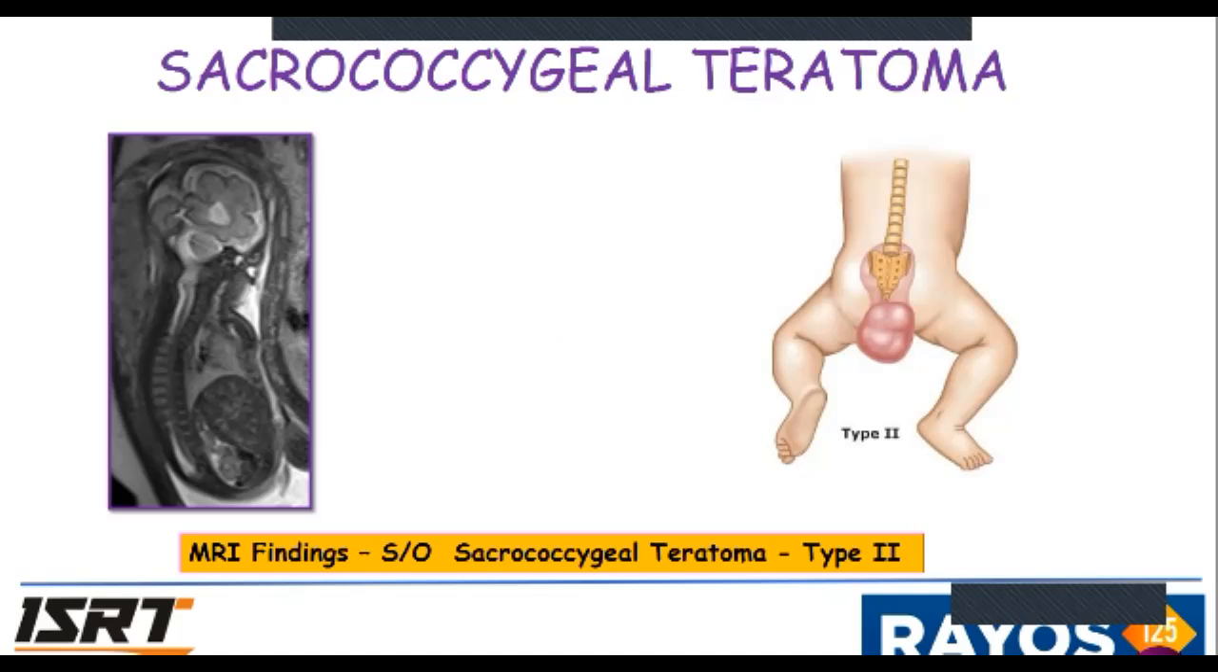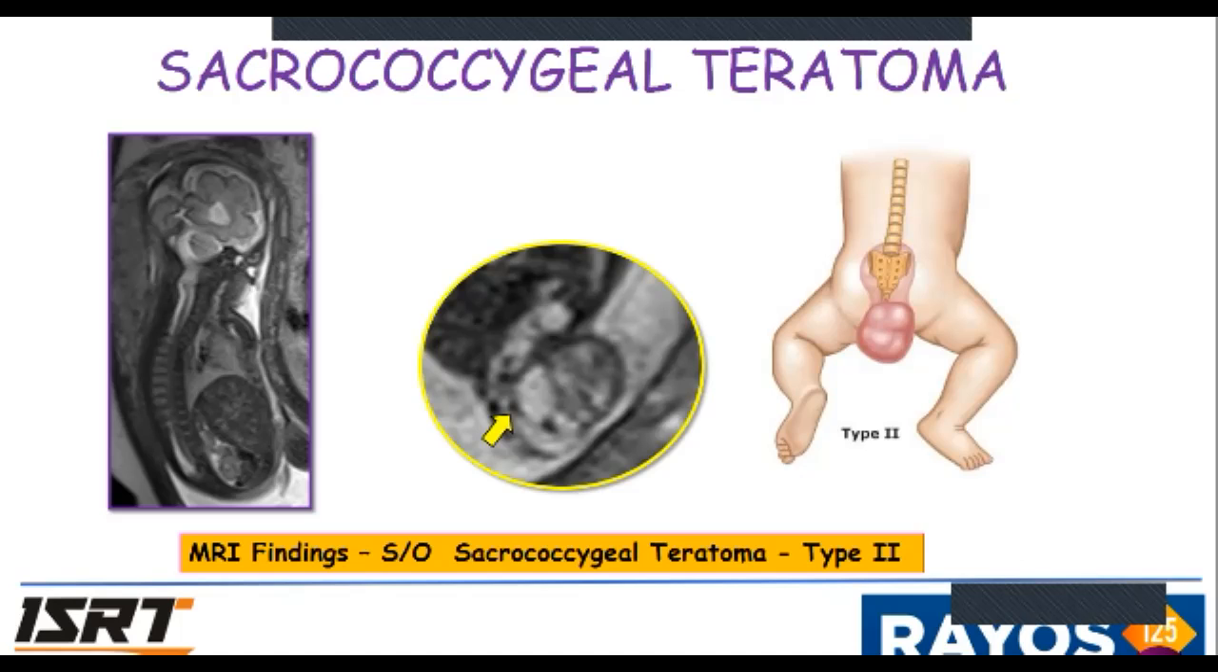Here is the case of sacrococcygeal teratoma type 2, where the patient has a bulge in the sacrococcyx region. Teratoma type 2 is a kind of tumor.